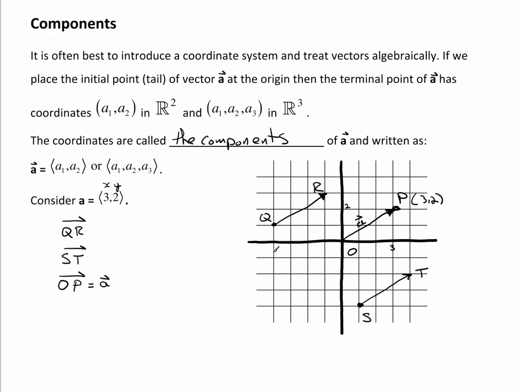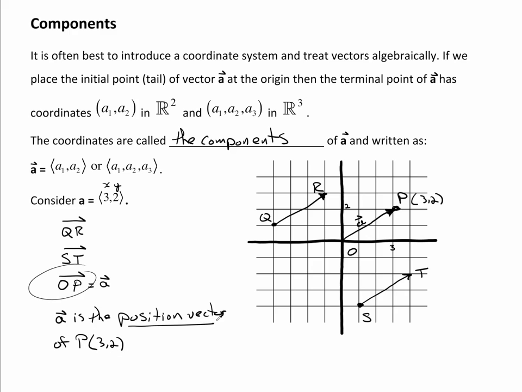Now, the specific representation from the origin to P, this one right here, is called the position vector of point P. So vector A is the position vector of the point P, and P has coordinates 3, 2.